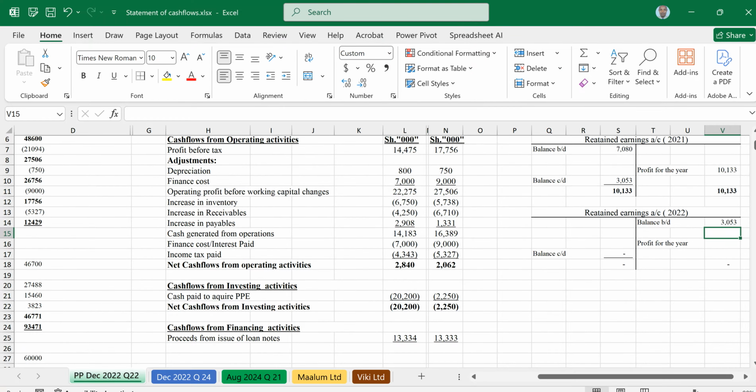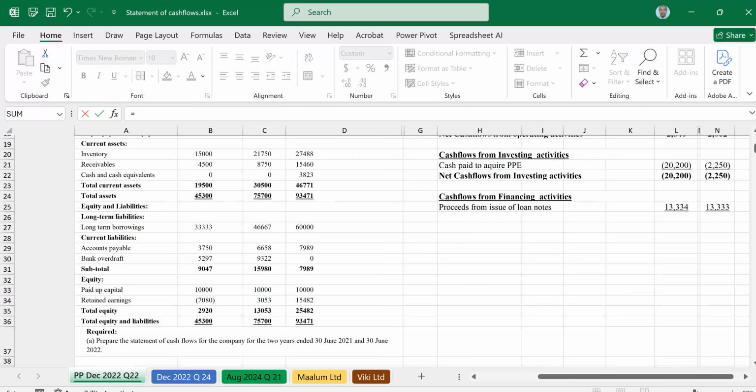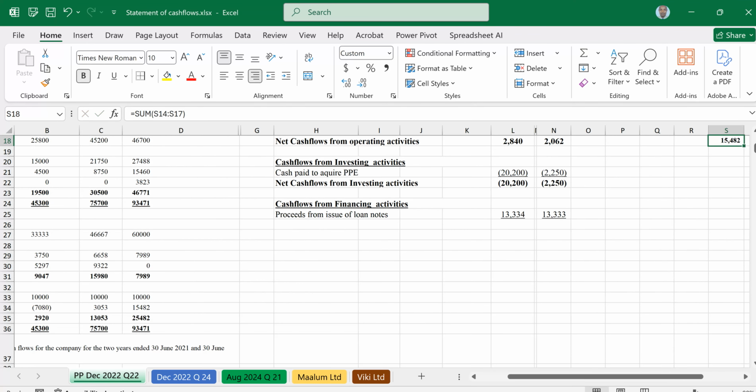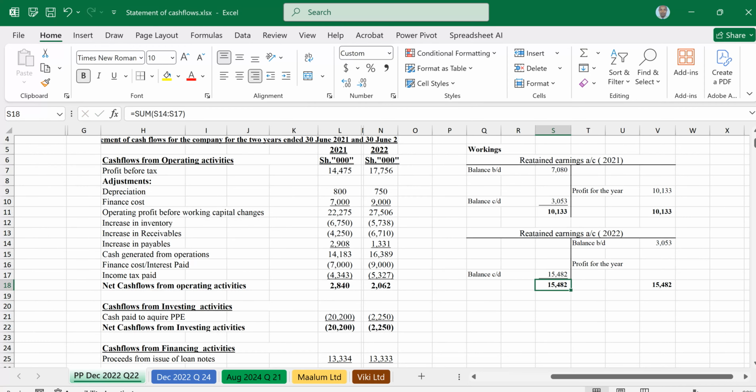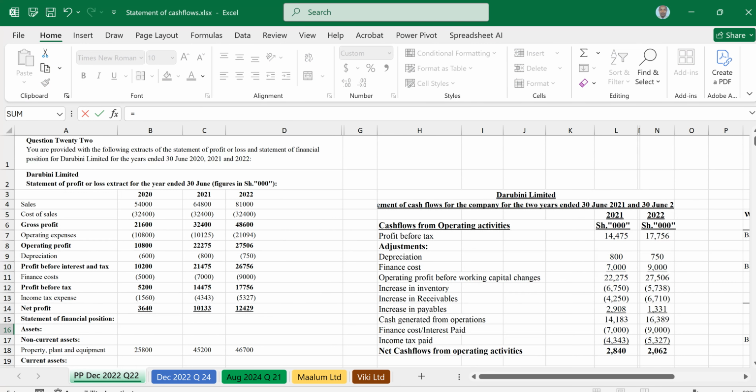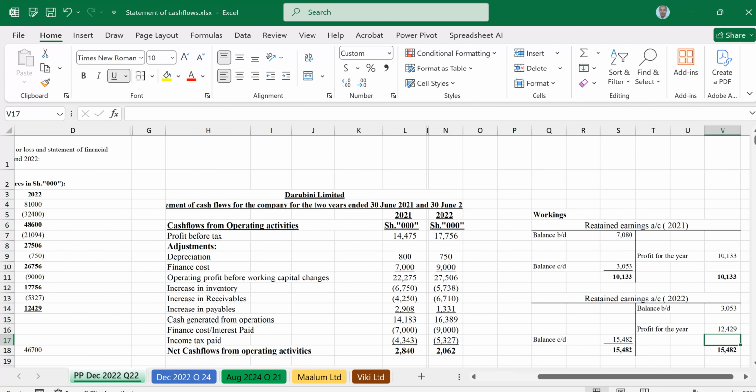Then the balance carried down for that is 15,582. So that is 15,582. Profit for the year, profit for this final year, is 12,429. There we have it.